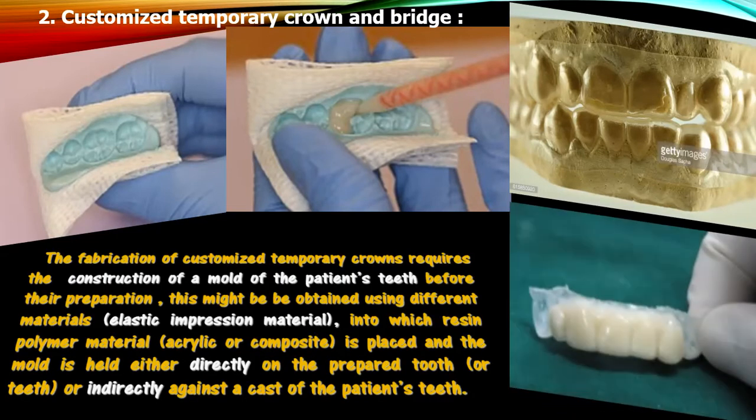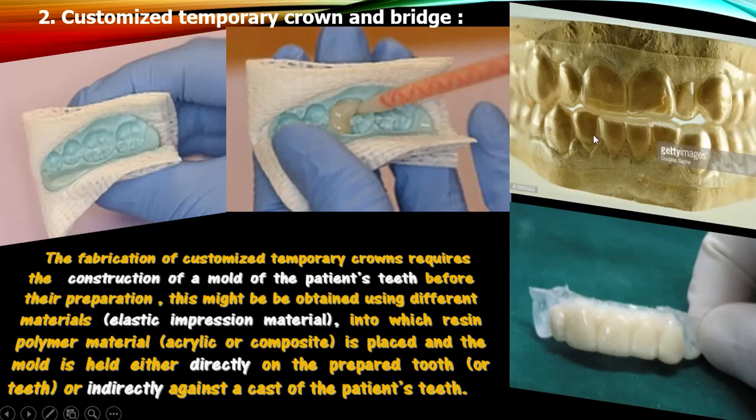Custom made crown on the bridge. What we mean by custom made temporary crown on the bridge is that you make it yourself. The important thing in this method, customized temporary crown, is that we need a construction of a mold of the patient's teeth before their preparation.